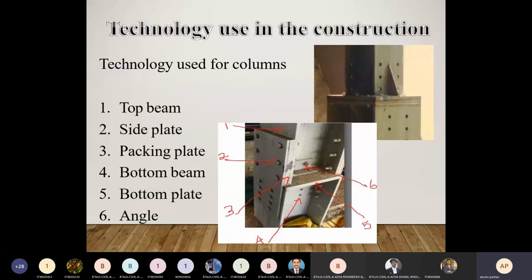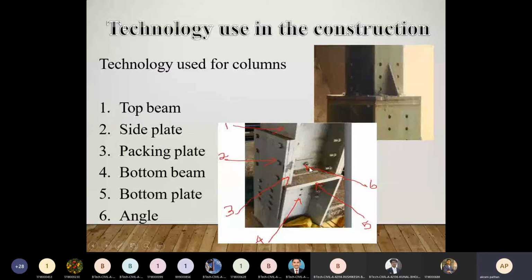Then the technology used in the construction, in the case of the columns. Look at this particular steel column. Here we have the top beam. Then the side plate is there, and we call it a gusset plate also. The gusset plate is on back to back sides of the channel, or the beams, or the columns. So these are the side plates.